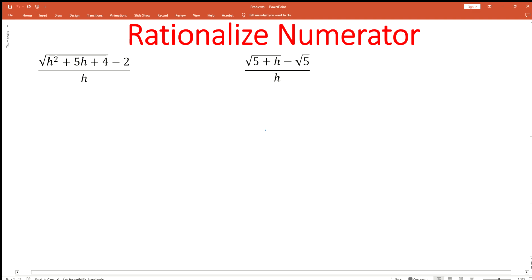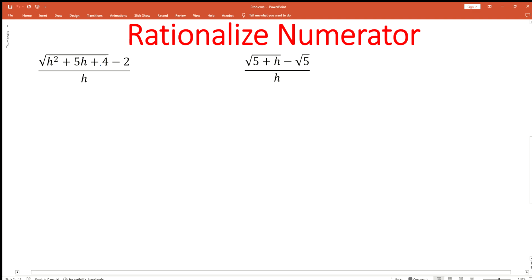In this video, we'll rationalize the numerator of these two given expressions. Let's start with the first one, square root of h squared plus 5h plus 4 minus 2, over h. We have to rationalize the numerator. That means we have to get rid of the square root in the numerator. For that, we should use the conjugate method.